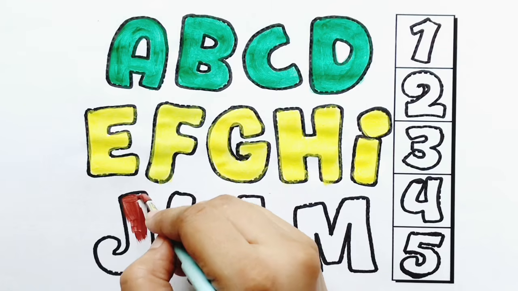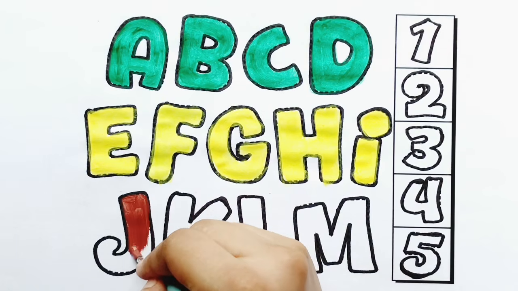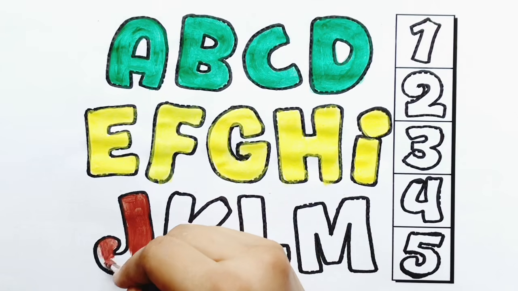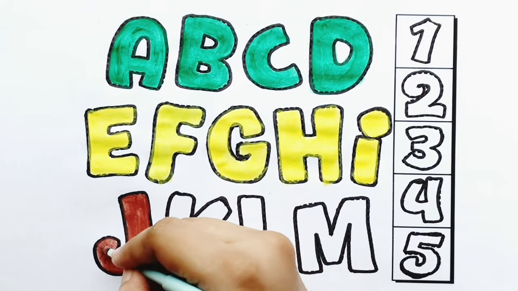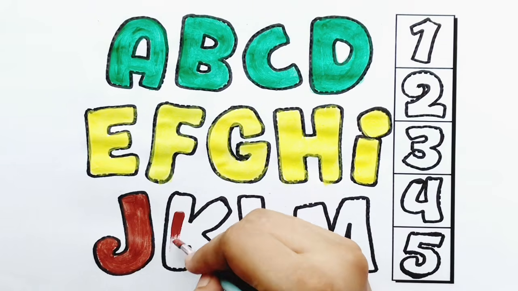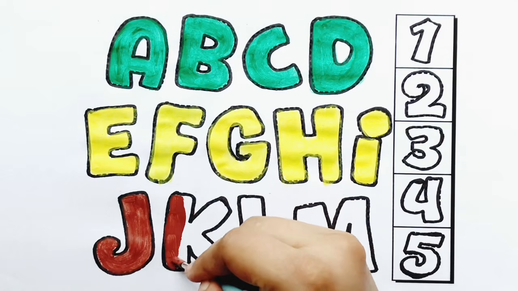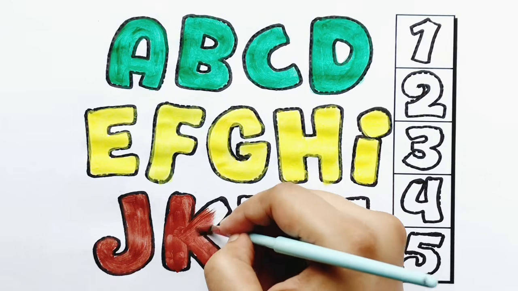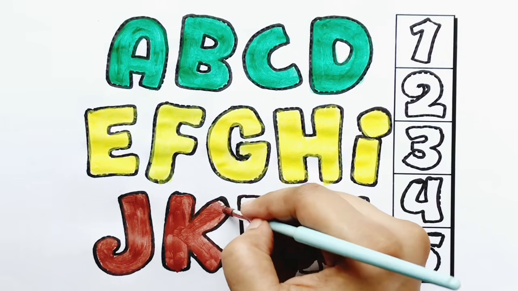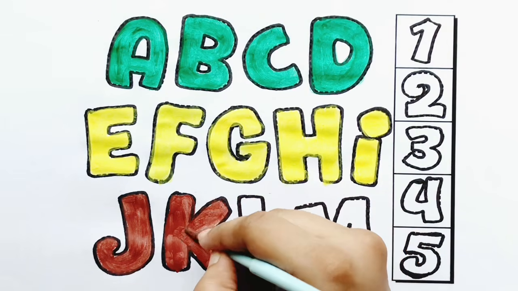Brown color. J for joker. C, D, E, F, G, H, I, J, K, L, M, N, O, P, Q, R, S, T. K for koala. W, X, Y, and Z. Now I know my ABCs. Next time won't you sing with me?